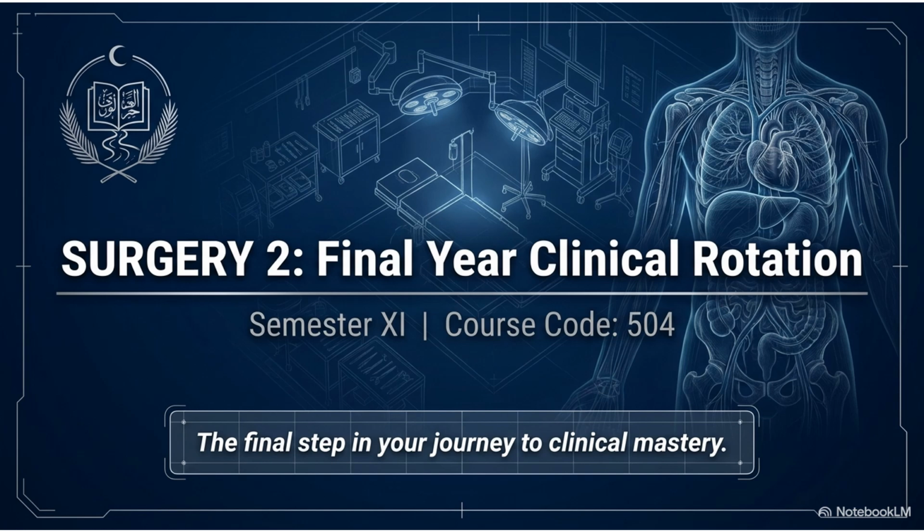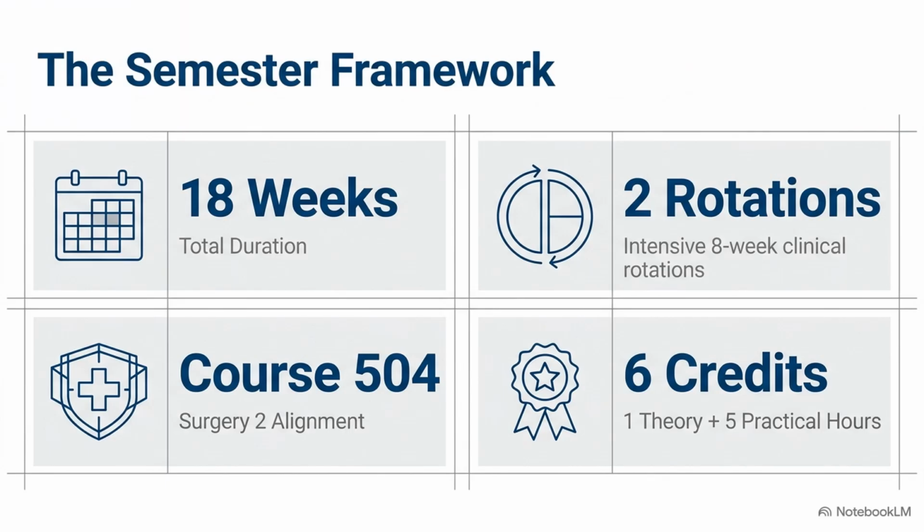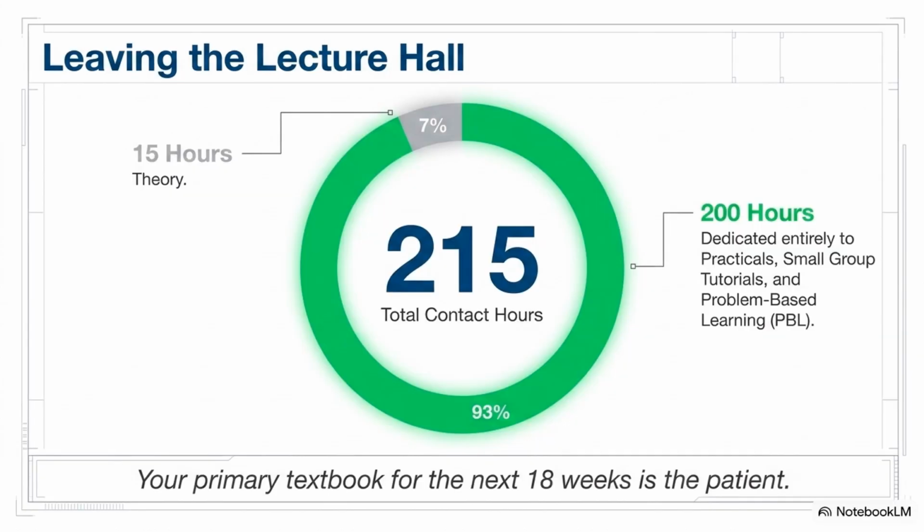You are going to start the final year clinical rotation, which is the Surgery 2 course, and it is the final step in your journey to clinical mastery. This semester is composed of 18 weeks in total duration, and it is divided into two intensive clinical rotations, each one 8 weeks, and it's composed of 6 credit hours with 1 hour theory and 5 practical.